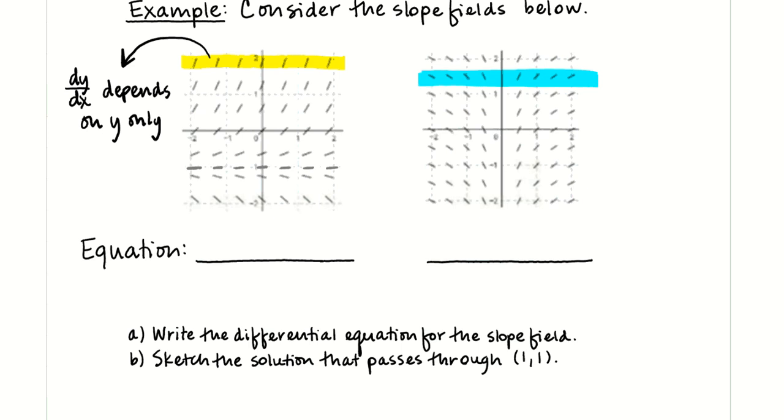But while I'm talking, I could point out that if I look left and right on this one, I'm seeing different slopes. But if I look vertically, along any particular column, I'm going to get the same slopes everywhere. So I'm proposing that this means dy/dx depends on x only.